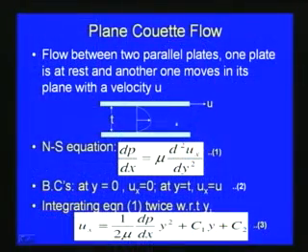The second case we consider here is called Couette flow, the plane Couette flow. Here, out of the two plates, the bottom plate is fixed and the top plate is moving with a velocity u. Say for example, if you consider these two parallel plates, the bottom plate is fixed and the top plate is moving like this, with a velocity u.